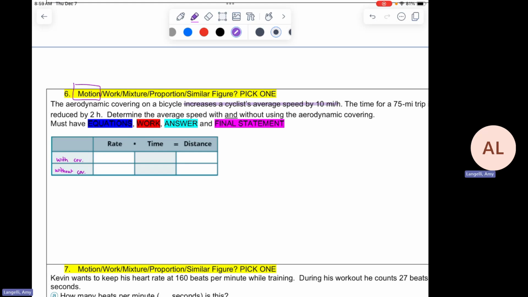X plus 10. What is increasing by 10? I'll write X plus 10. I will accept X plus 10. And I'm going to ask you, where in your chart do you think that goes then? The rate with the one with the covering.